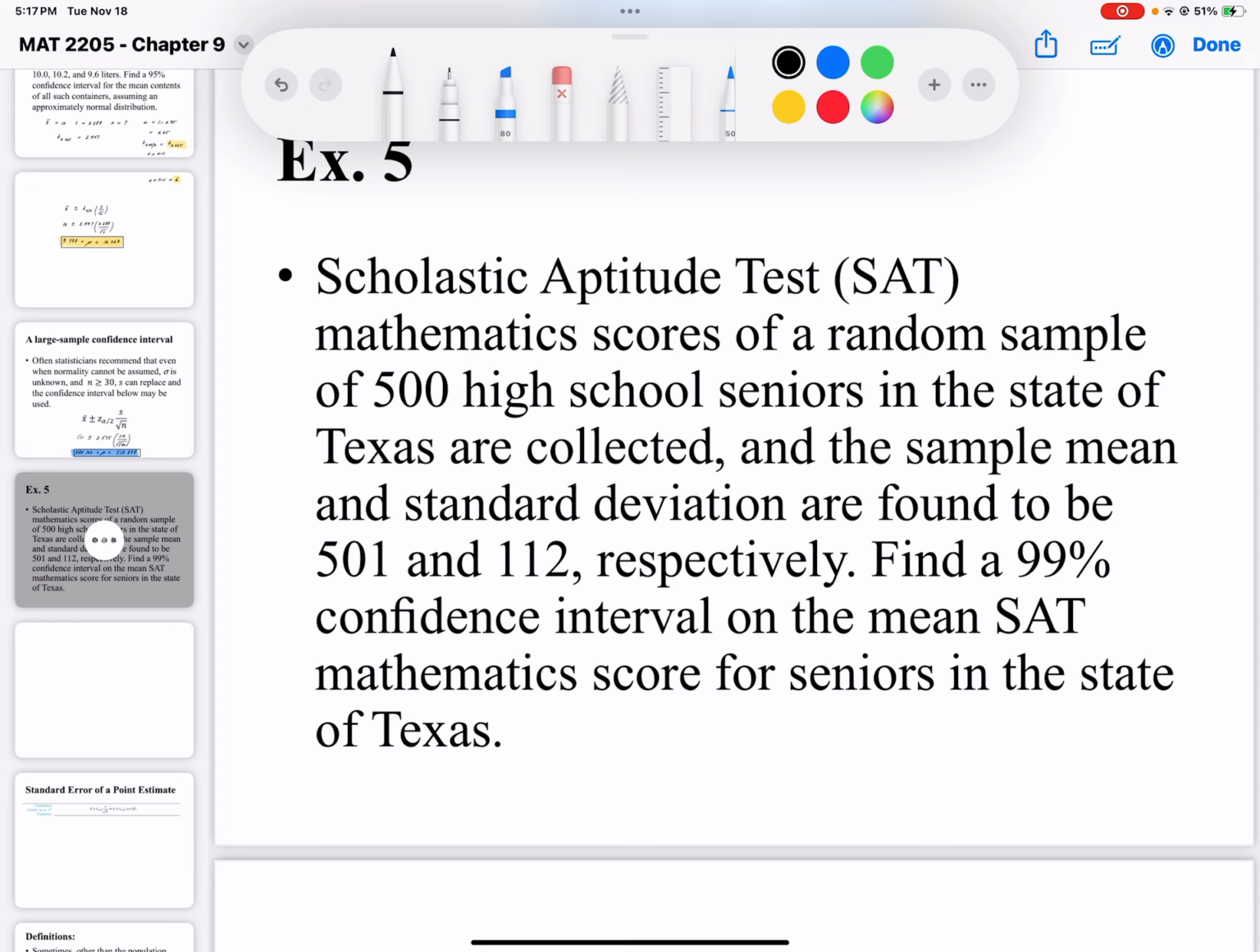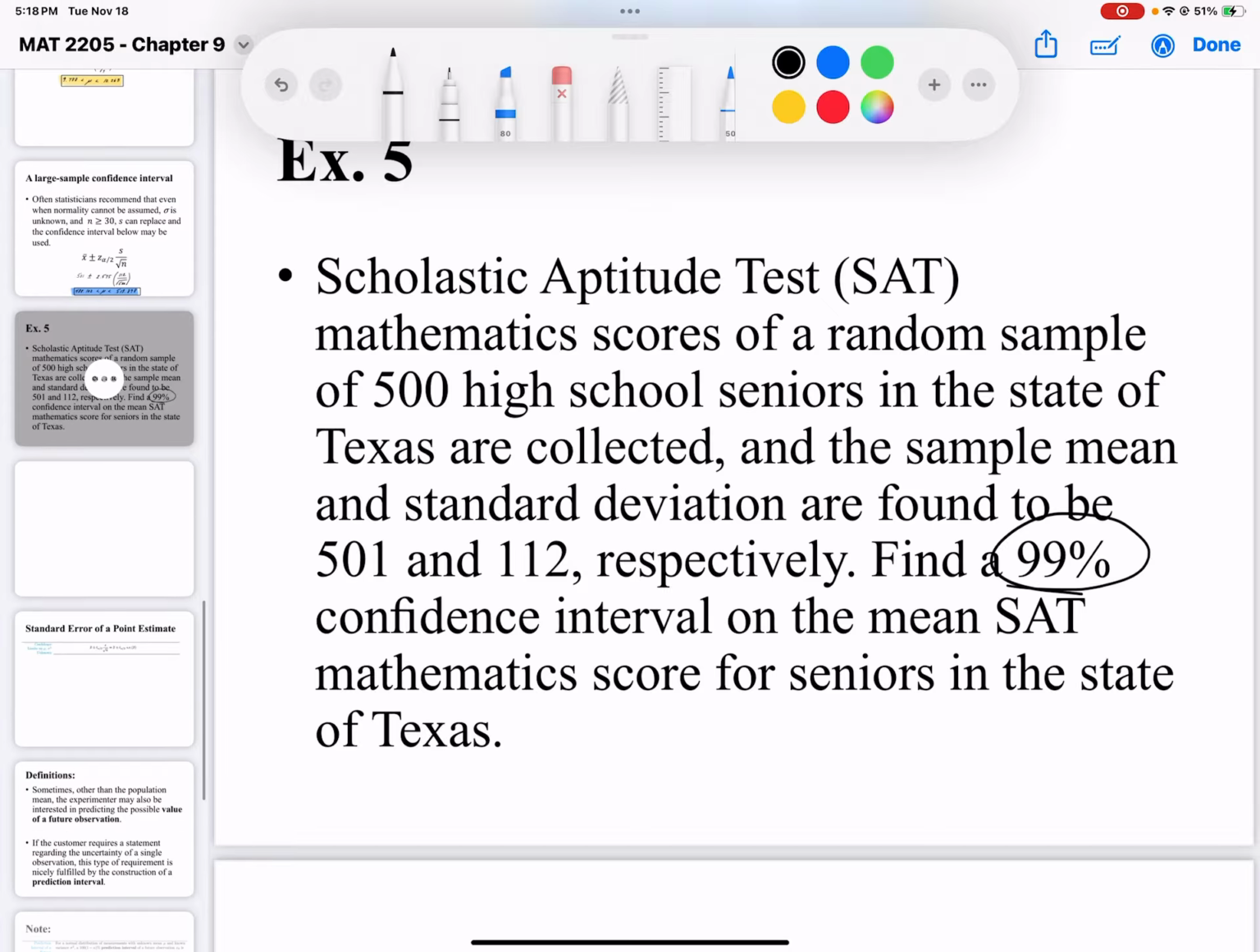The sample mean, sample standard deviation, population mean, standard deviation, all that is going to be very simple to find, or rather, it's going to be given. The only thing you have to look up is what the z-score is, or what the t value is, based on the confidence level that you've been given. That's the only thing you really have to do.